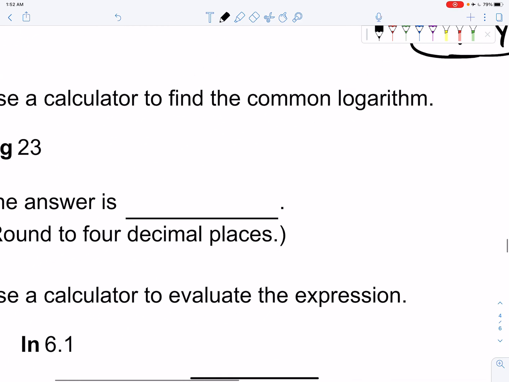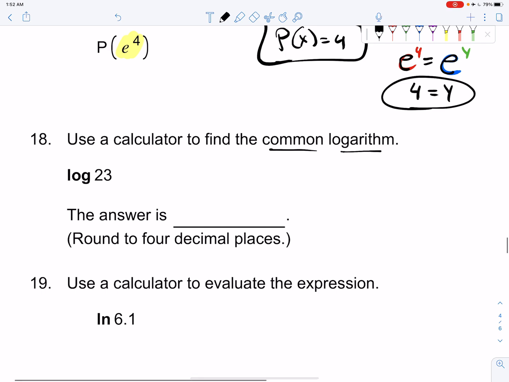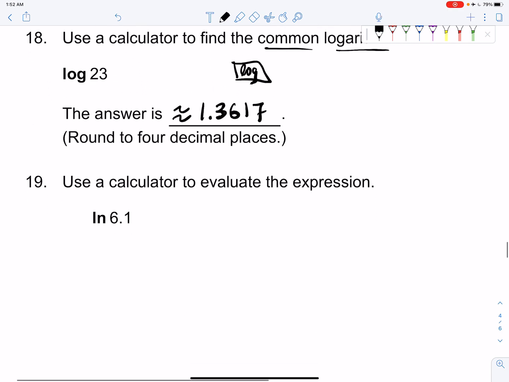Okay, now they would like us to find the common log on our calculator. Well, it's just going to be a button that says log. So you punch the log button, you type in 23, it spits out a number. We're going to round it to 4 decimal places. I'm going to say it's approximately, because I'm rounding, 1.3617. There we go.